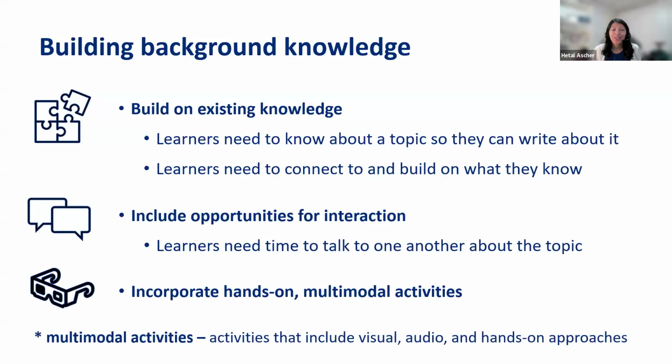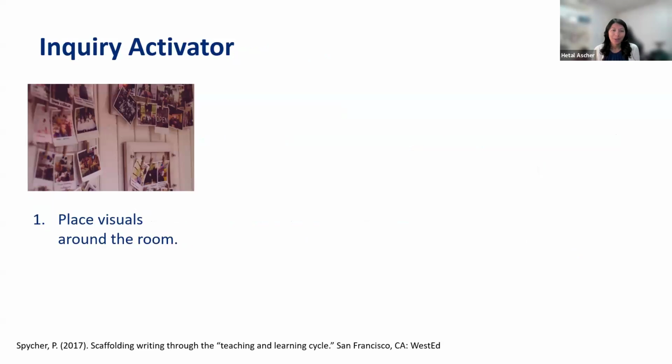Next, I want to introduce you to an activity that is great for building background knowledge. And there are many great activities, but we'll do one example together. And this activity is called Inquiry Activator. So the first step is to place visuals around the room. And when I would do this in my own middle school classroom, I would post pictures, and sometimes I would include little articles or social media posts or even videos and graphs, because the more interesting the visuals are to your students, the better the lesson will be.